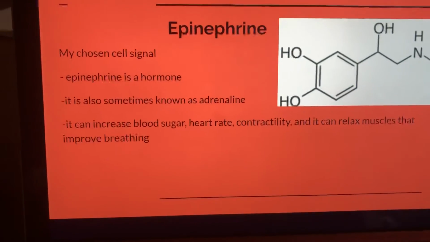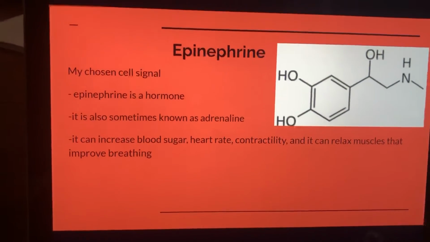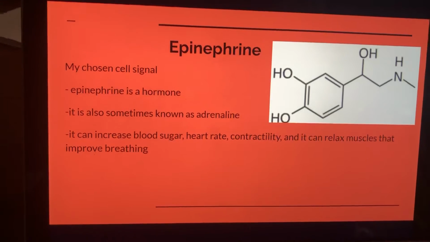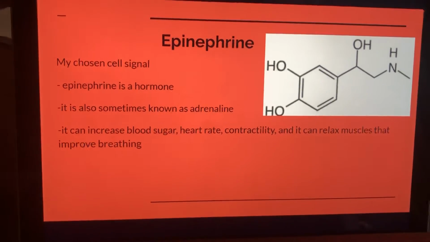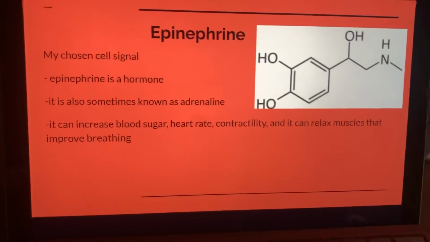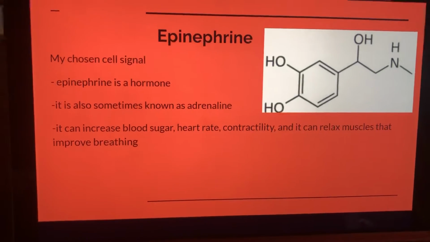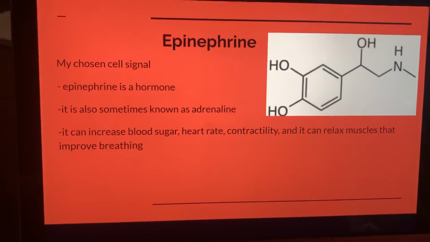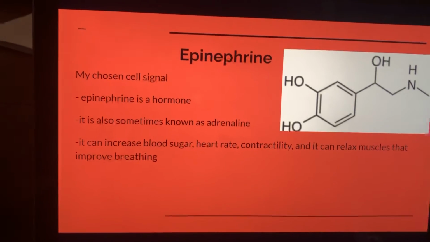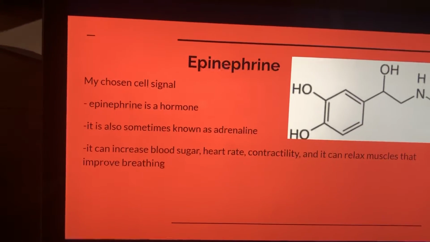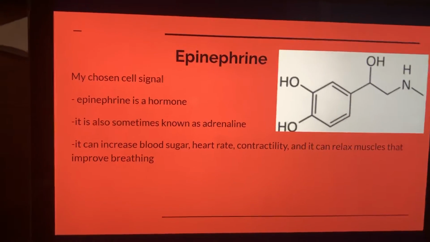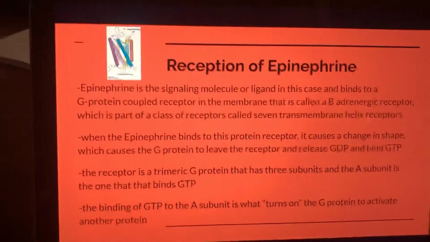So my chosen cell signal was epinephrine. Epinephrine is a hormone. It's also known as adrenaline. It can increase blood sugar, heart rate, contractility, which is how I understood it was how fast or how hard the heart pumps, squeezes. And it can relax muscles that improve breathing.